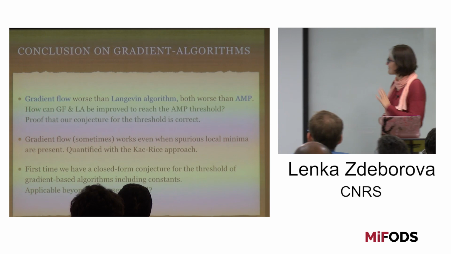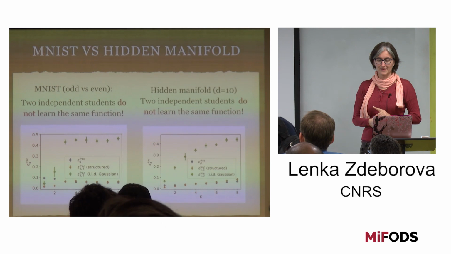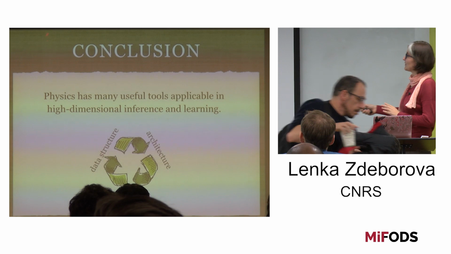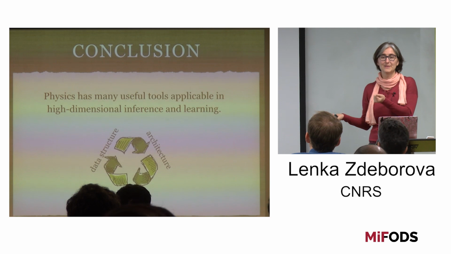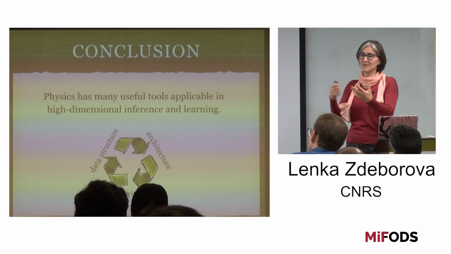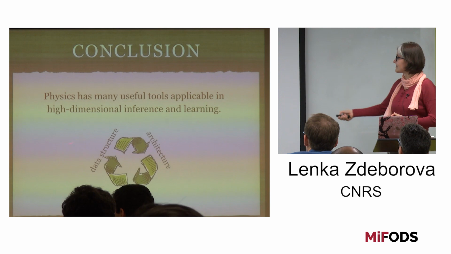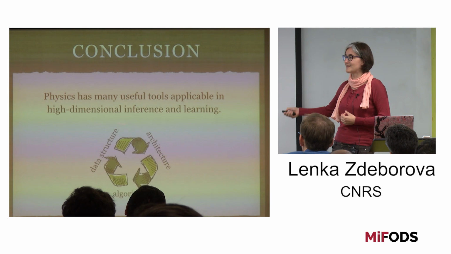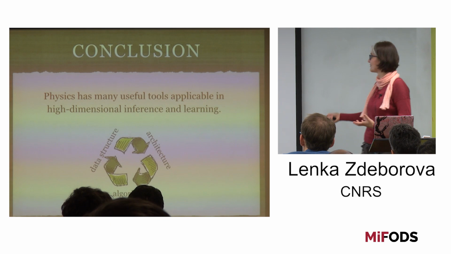So I went a little bit fast through that. Then there was a third part which I skipped. But let me go to the big conclusion, that physics has many useful tools applicable in high-dimensional inference and learning. You have seen several examples. We're fishing in some papers from the 90s and working a bit more and maybe proving things and drawing them in new cases. We kind of learn things that we didn't know before. And I like to keep in mind this picture, going around it many times, hopefully ending up with a model that will be nice and will explain more and more things.